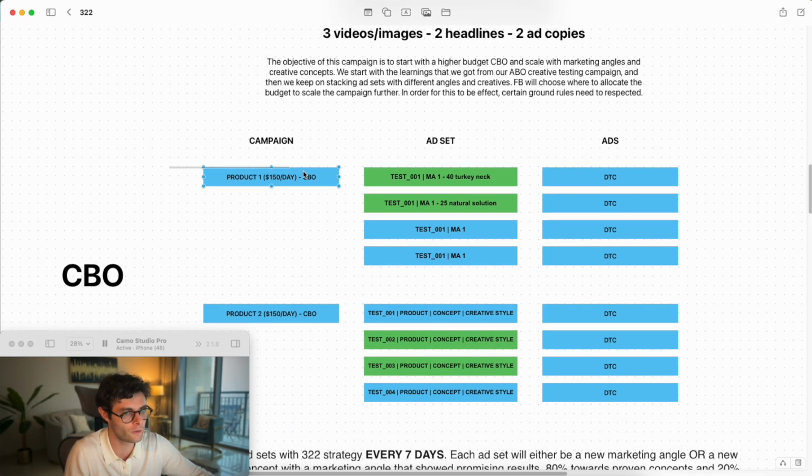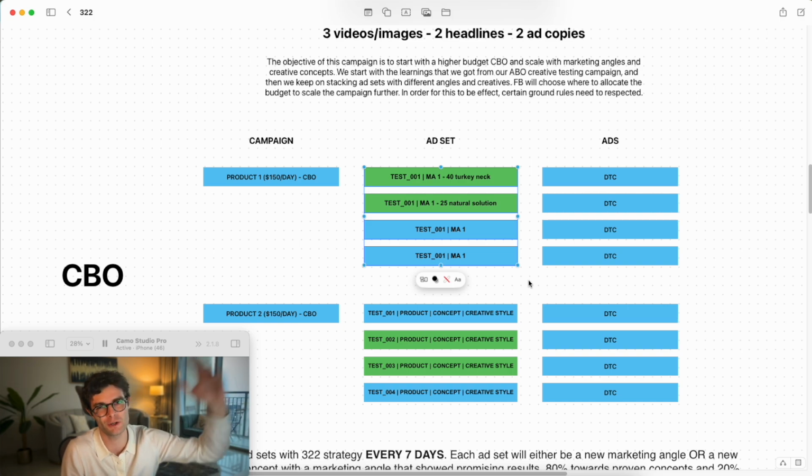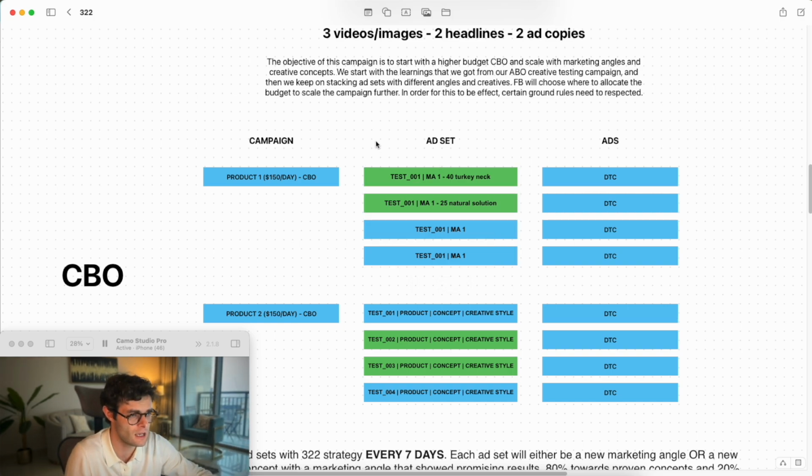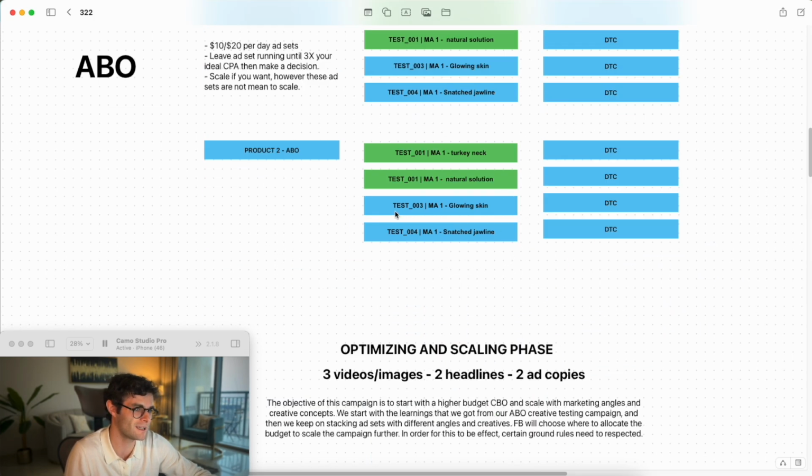But before we go on, for one product, we want to have at least 5 to 7 or 8 ad sets active at once. We don't want 15 or 20 typically. It's not best practice. But the way that we scale here is with marketing angles and creative concepts. And we do the same thing over here.